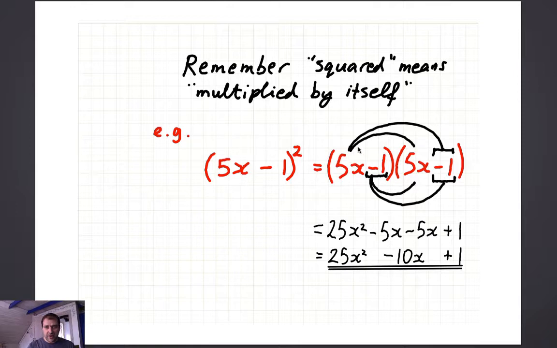So here, 5x times 5x gives us 25x squared. 5x times minus 1, remember that's a minus 1, gives you minus 5x. The other minus 1 times the other 5x gives you minus 5x again. And then finally, minus 1 times minus 1 gives you plus 1, because minus times minus makes plus. So you get 25x squared minus 5x minus another 5x plus 1. And then those two minus 5x's in the middle we can put together to get 25x squared minus 10x plus 1.